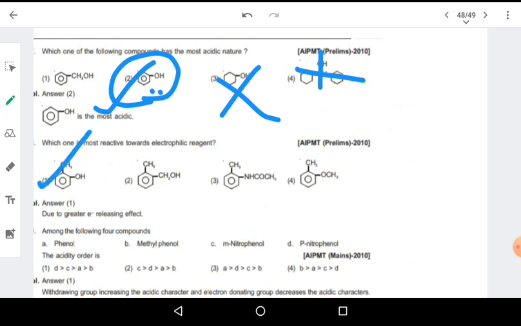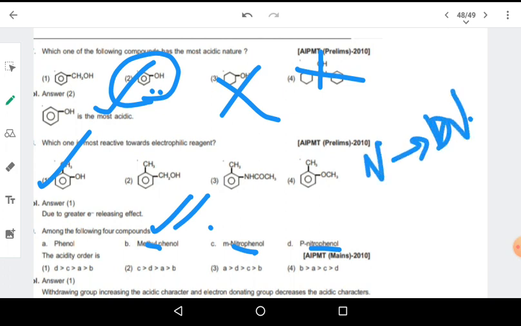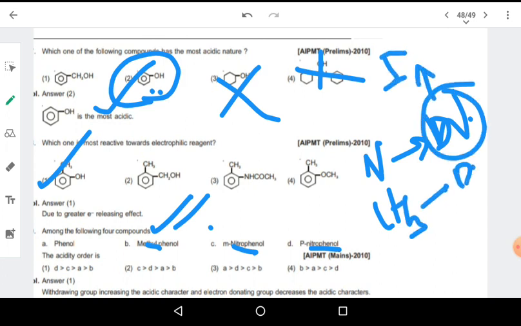Now the next one is para-nitrophenol. We have to find the acidity order. If we talk about the acidity order, I have told you that here we have a methyl group, here we have nitro, and here we have nitro. Nitro is a withdrawing group, and CH3 is a donating group. Whenever there is a withdrawing group, it will increase acidity, and a donating group will decrease it. So what could be the least? Least could be this, because it will decrease. Then comes phenol. So B should be the least.